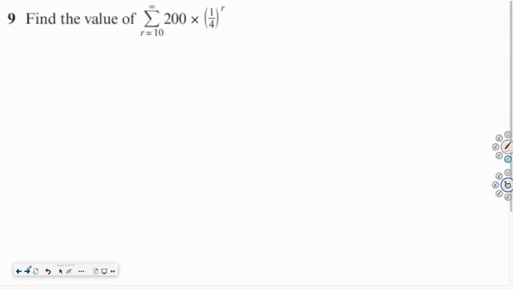Question 9 says find the value of the summation of 200 times a quarter to the power of r, starting at 10 to infinity. So again, there's 2 ways to answer this question. We can use the sum to infinity formula, which is a over 1 minus r, and we're starting at the 10th term, so our a value is going to be 200 times a quarter to the power of 10. And our r value is going to be a quarter, so we're increasing the number of times we multiply by a quarter on each term.